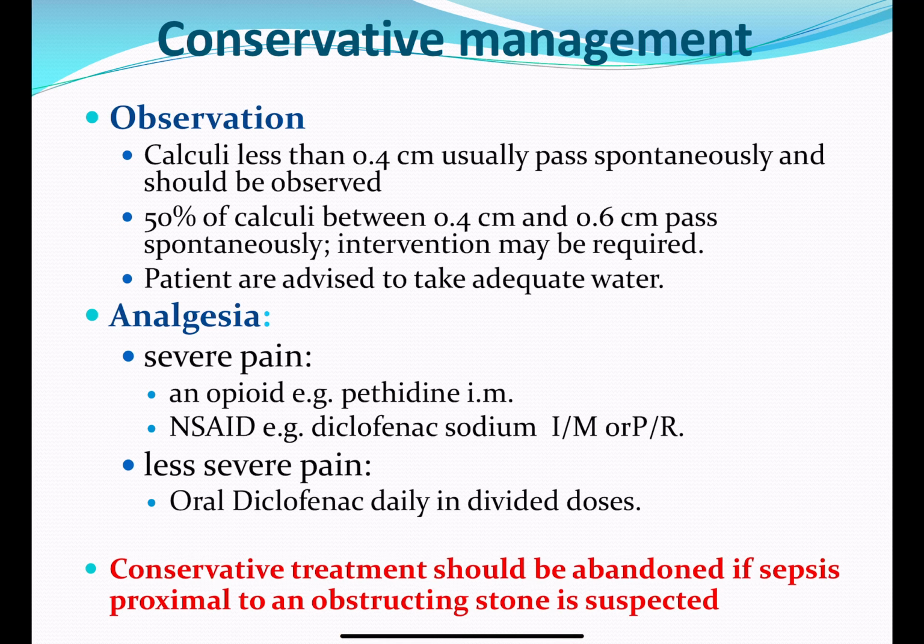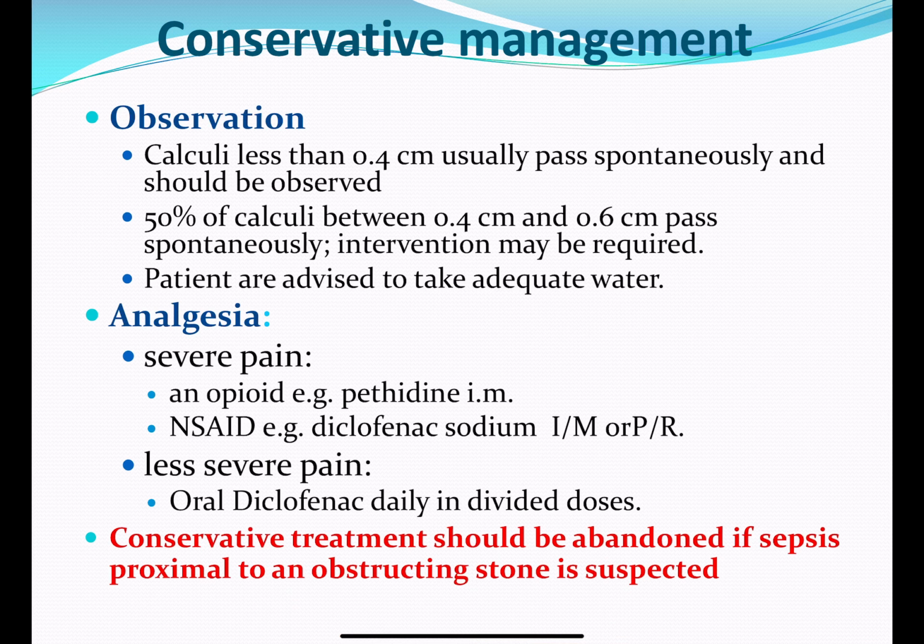Observation should be stopped if the patient develops any signs of sepsis: fever, high fever, chills and rigor, because whenever the stone moves, sometimes it goes downward in the ureter and can obstruct the flow, and the obstruction can lead to infection. So we have to advise the patient, if there is any sign of fever or severe pain that cannot be controlled by the analgesics, please come to us. We have to do something else. Observative management is not applicable in that scenario.